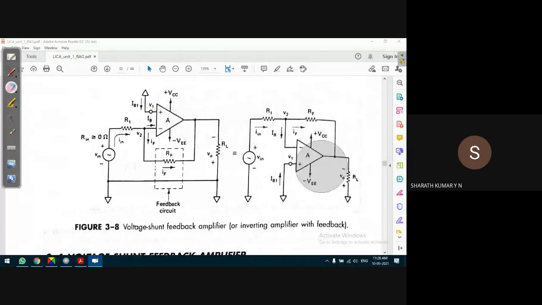With respect to this diagram, if you observe, this is an inverting amplifier. Why is it an inverting amplifier? Because the input is connected to the inverting input terminal. Input resistance is R1, feedback resistance is RF, and there is a load resistance RL.